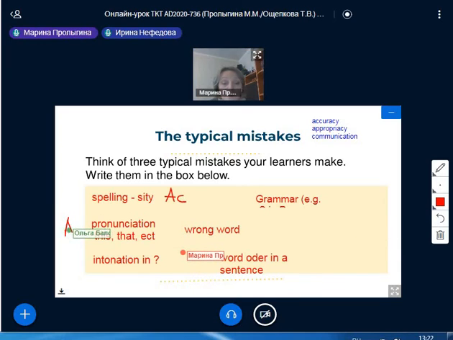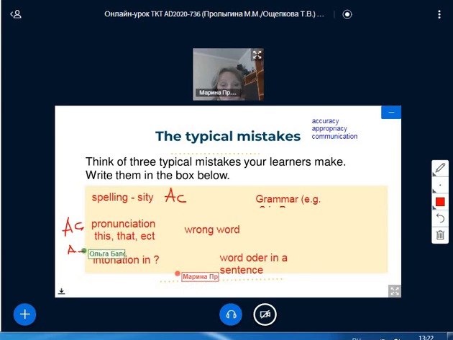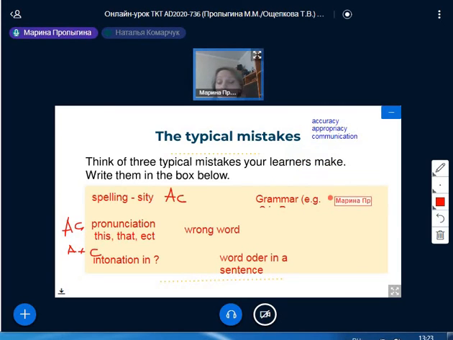So what about pronunciation? Again? Accuracy, right? So what about intonation? So accuracy, right. Okay, what about grammar? Accuracy. Accuracy mainly, then wrong word. Appropriacy in a way, right, okay, good. And word order in a sentence? Accuracy mainly. But actually sometimes it is very difficult to categorize mistakes only in one group.